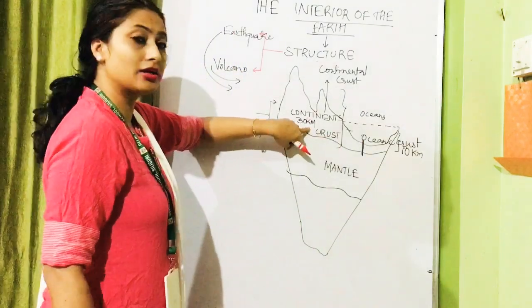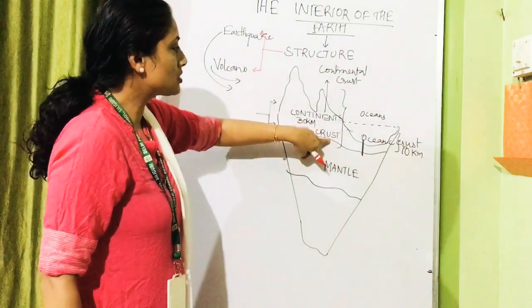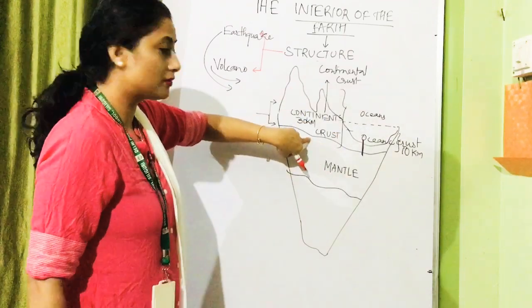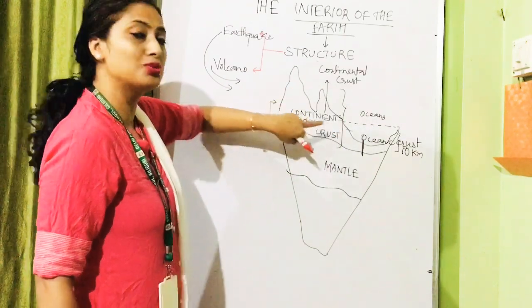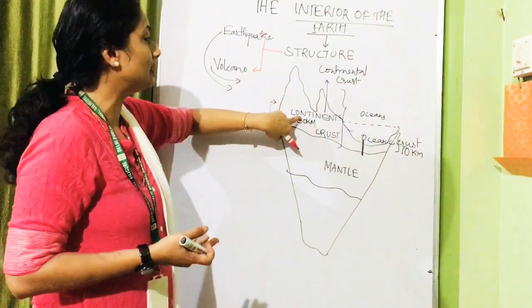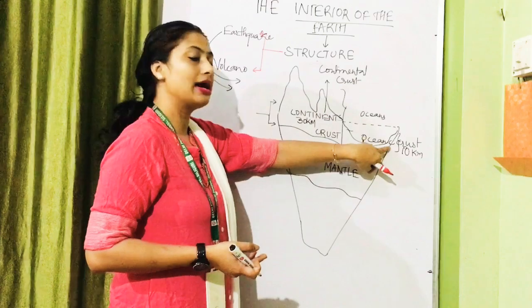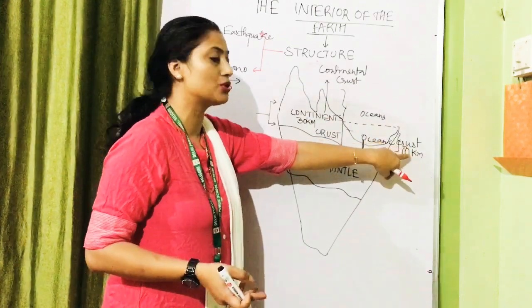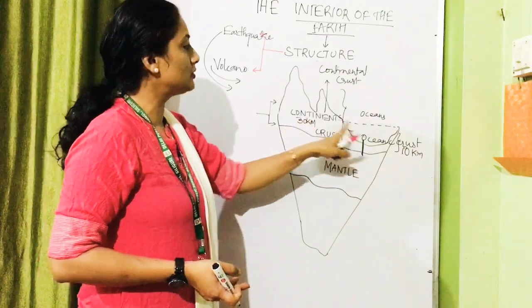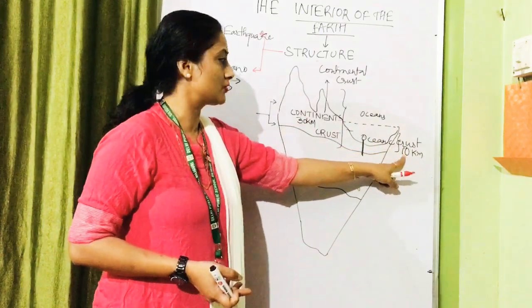So regarding crust, what you should know: crust is the topmost layer of the earth, that is the surface of the earth. It divides into 2 categories. The continental crust, where we see the landforms on the surface, and the one which is beneath the ocean is known as oceanic crust. The thickness of continental crust is 30 kilometers and the oceanic crust is 10 kilometers.